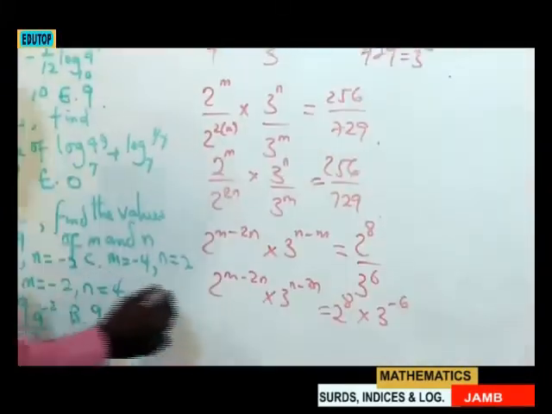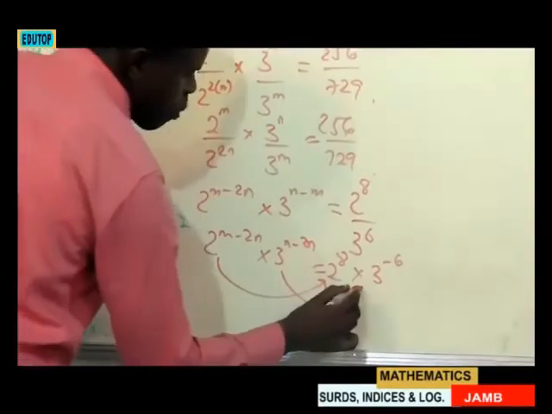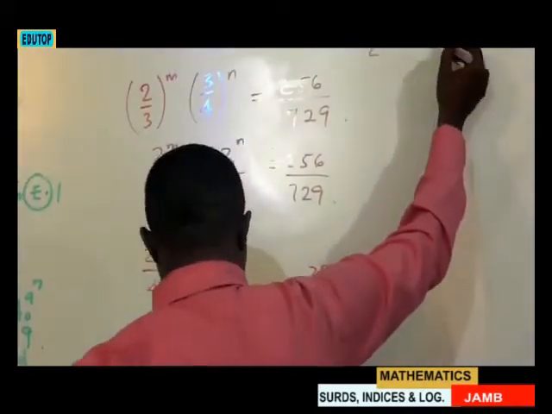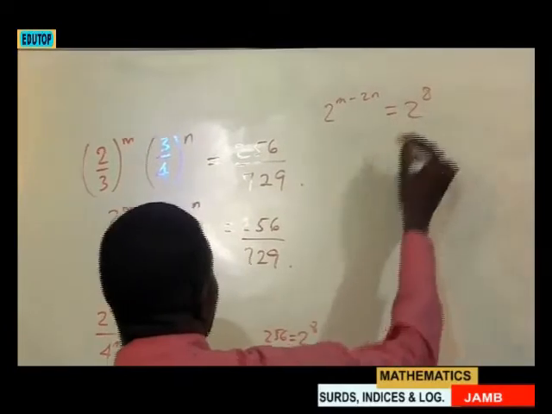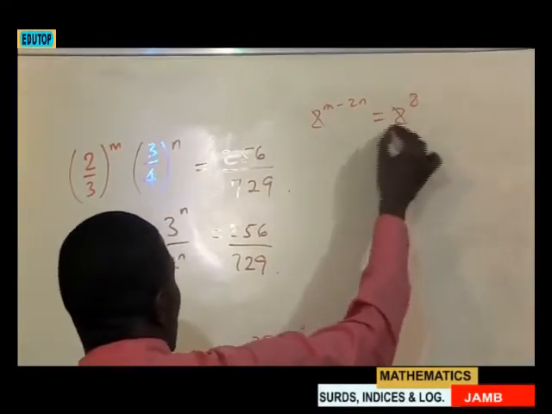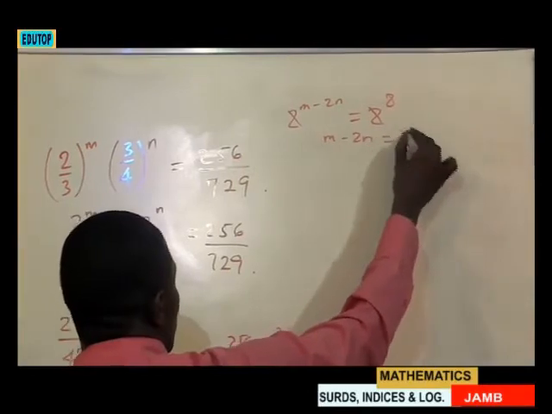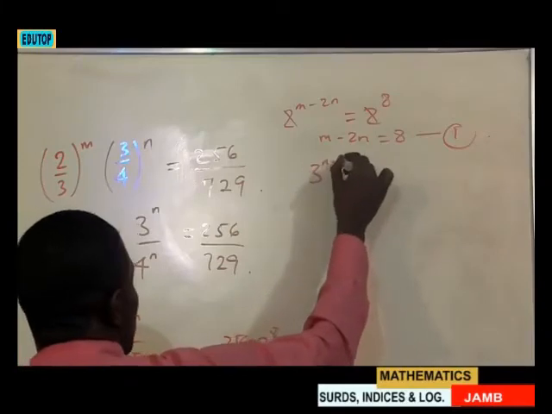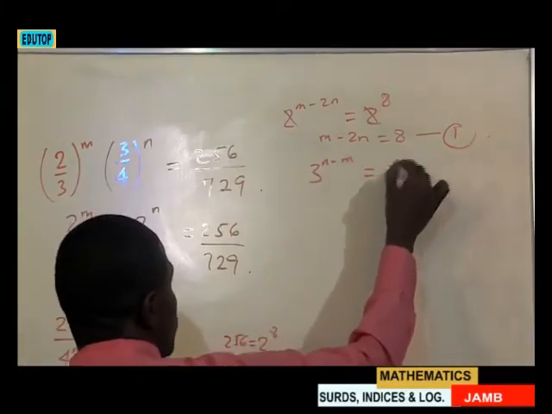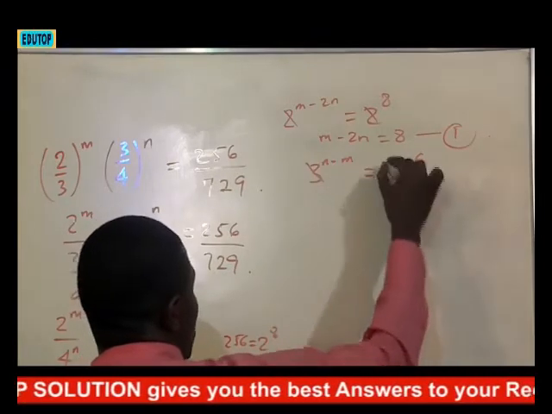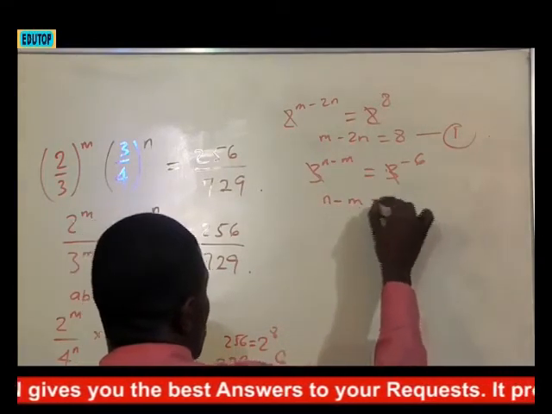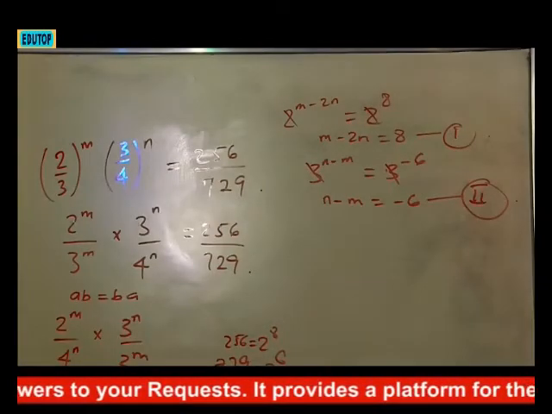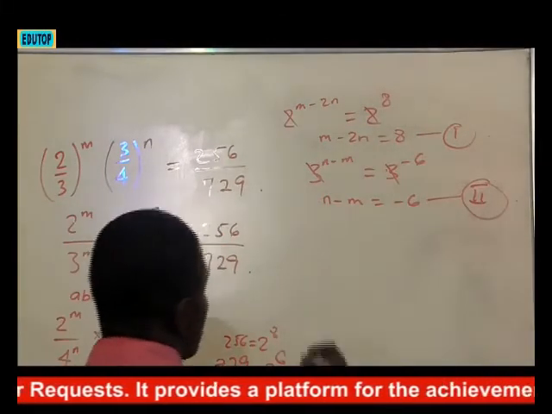Then in that situation, this one can pair up with this, and this one can pair up with this. So in so doing, I will have 2 raised to the power m minus 2n equals 2 raised to the power 8. Then by equating the base, this one cancels out. I have m minus 2n equals 8. I can call this equation 1. Then I have 3 raised to the power n minus m equals 3 raised to the power minus 6. Equating the base, this one can cancel out. I have n minus m equals minus 6. This is equation 2.